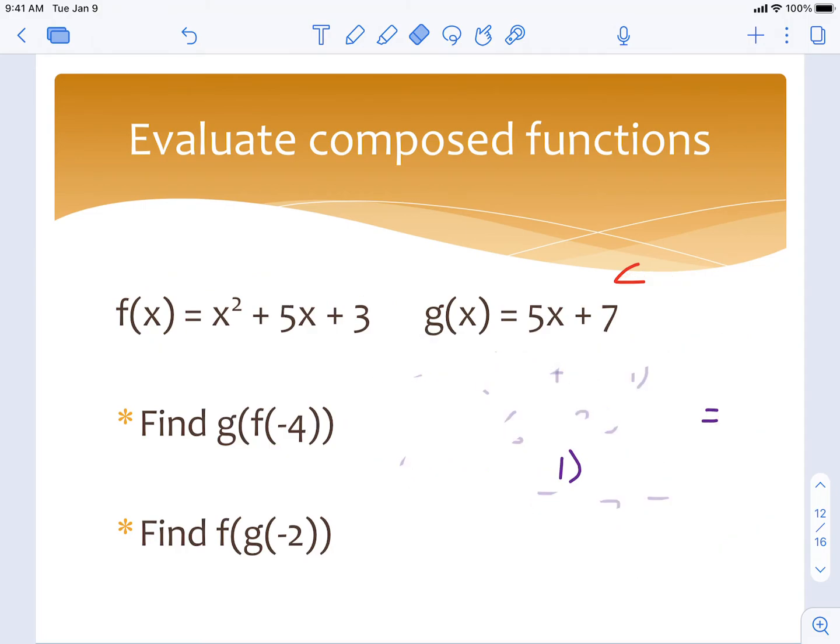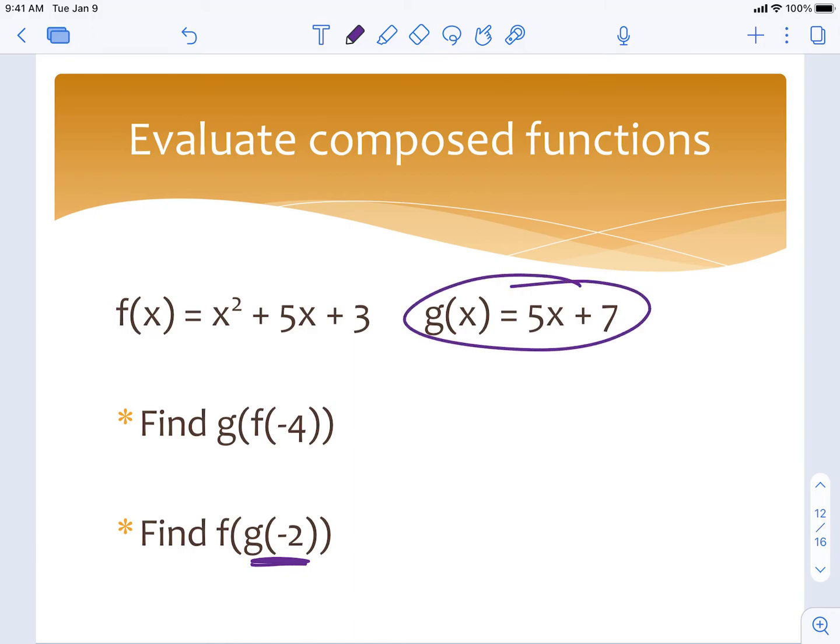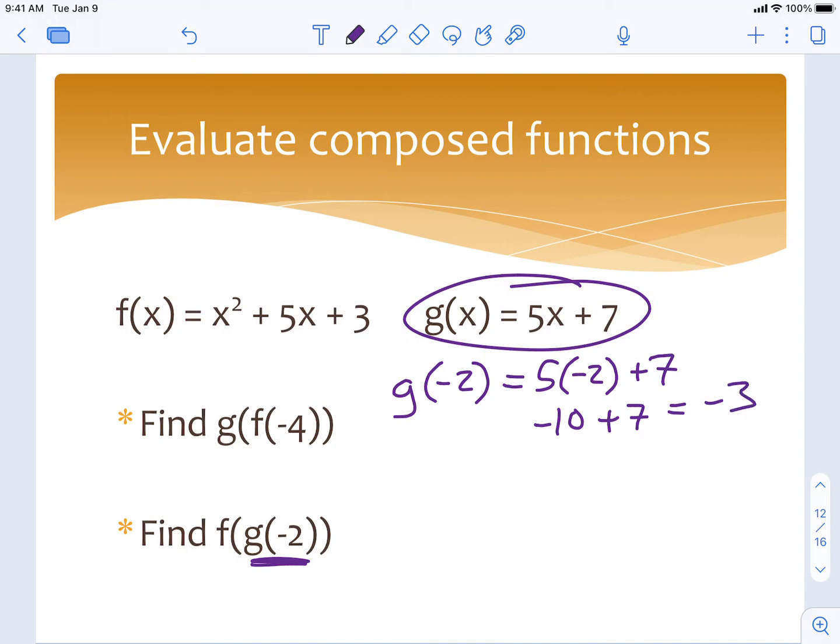All right, let's get rid of all of this. Now, same thing, only backwards for f of g of negative 2. So I'm going to start out by plugging negative 2 in here. g of negative 2 is equal to 5 times negative 2 plus 7, which is negative 10 plus 7, which equals negative 3. Now I'm going to take that negative 3 and I'm going to plug it into f.